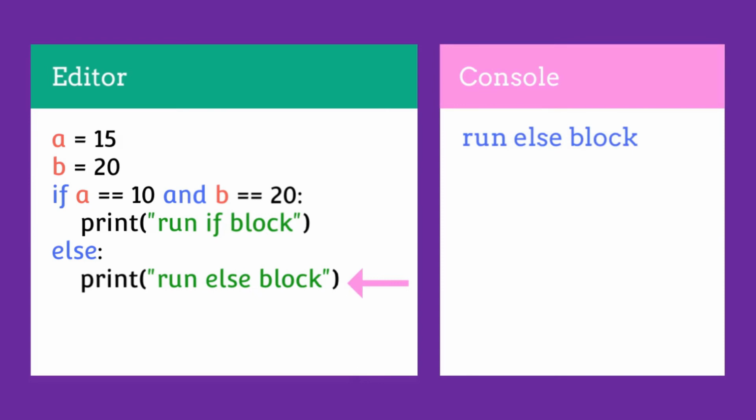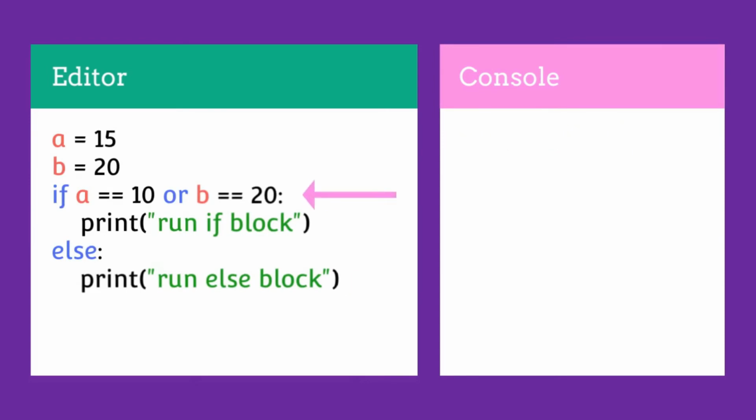If we change AND to OR, now the first condition is false, but the second condition, b is equal to 20, which is 20 is equal to 20, is true. OR is generous and it needs just one condition to be true. No matter the left condition is false, the right condition is true. So the whole mega condition will be true and it will print run if block.